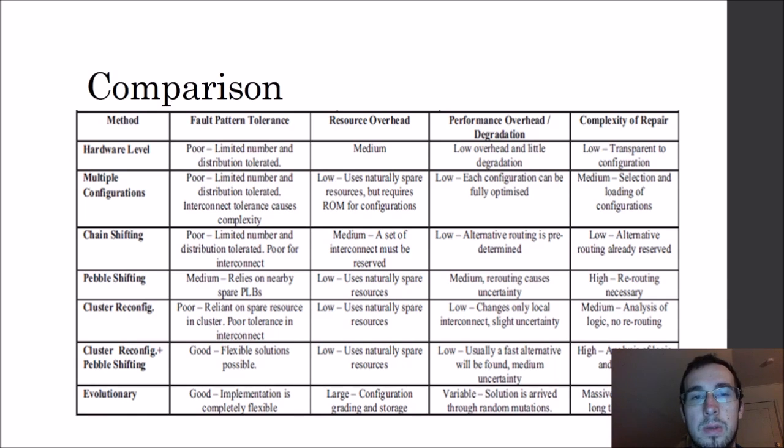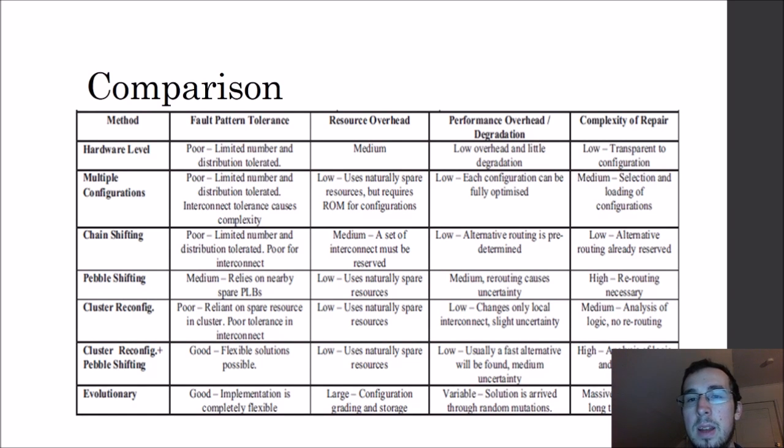You can see that we're testing for a couple properties that will determine the feasibility and applicability of the fault tolerant method in our FPGA system. Basically, we're testing for fault pattern tolerance, which is what types of faults and what variety of faults can be detected by the system and fixed.